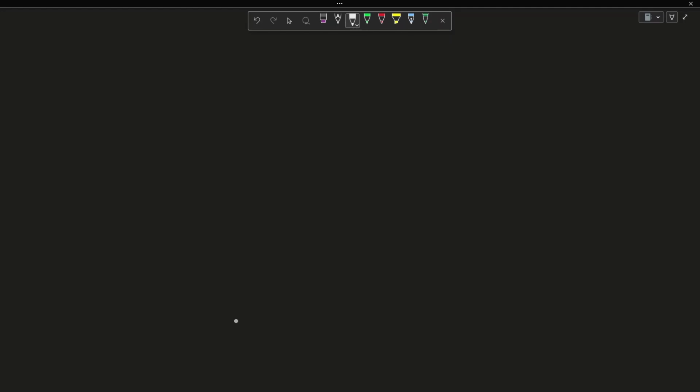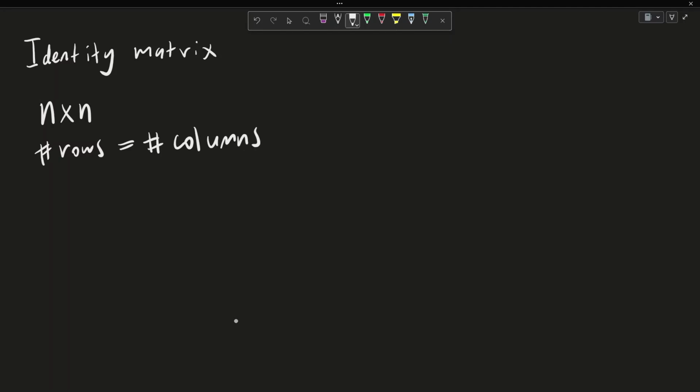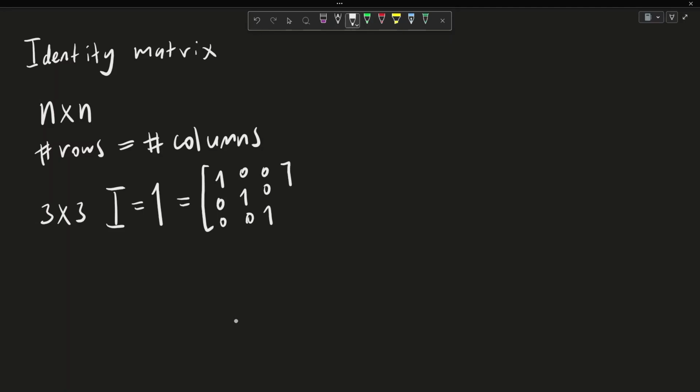Let's take the second special matrix, which is the identity matrix. Now, unlike the zero matrix, there is a condition on the dimensionality of the identity matrix, and that is it must be n by n. So that means the number of rows has to equal the number of columns. This gives it the property that it's a square matrix, and on top of that, all of the entries along the top left to bottom right diagonal are all ones. So let's take, for example, the 3 by 3 identity matrix, which is often denoted as I or sometimes as 1. And we'll say that this matrix is 1, 0, 0, 0, 1, 0, 0, 0, 1. This is the 3 by 3 identity matrix.